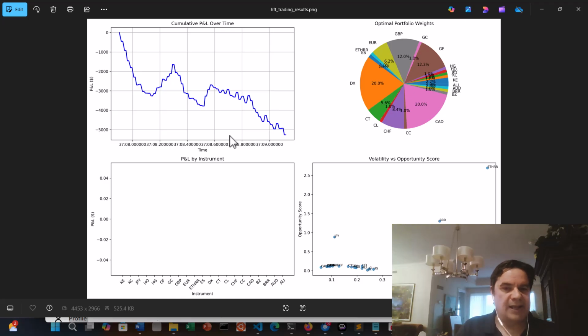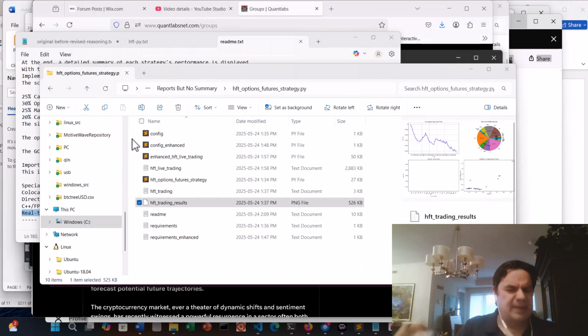I would have to go back in and tell it that you're not giving me the live P&L. I have to tell it, then it's giving me the volatility versus opportunity score. Obviously, there's a cumulative report profit which I asked for, and then the breakdown on the weight allocation among all the different contracts for a $100,000 portfolio. So it's kind of messed up, but this is the first cut, and that's part of the iteration.